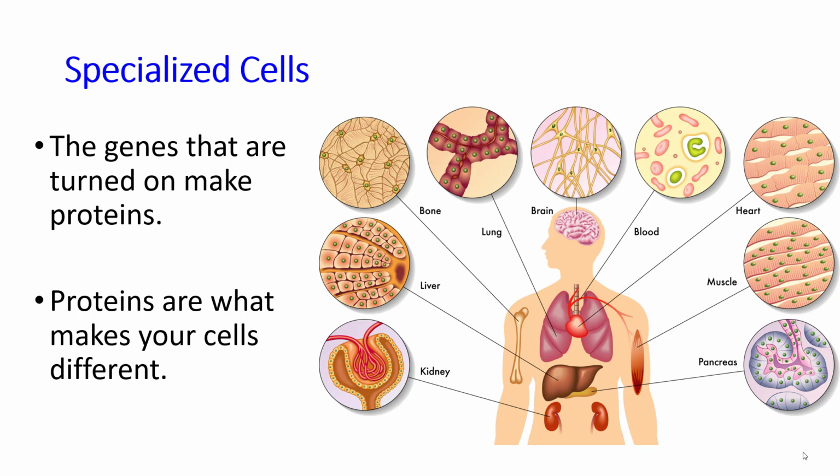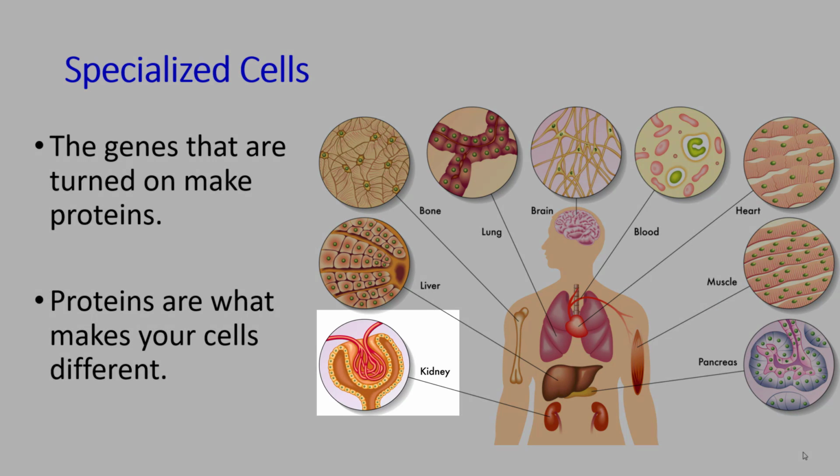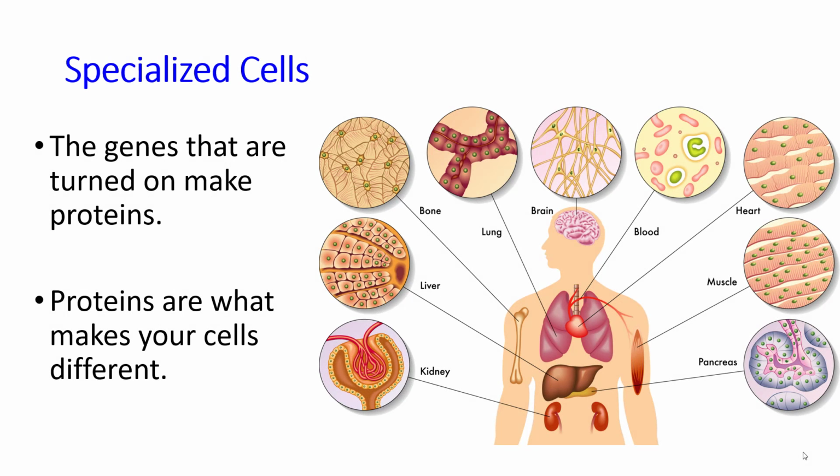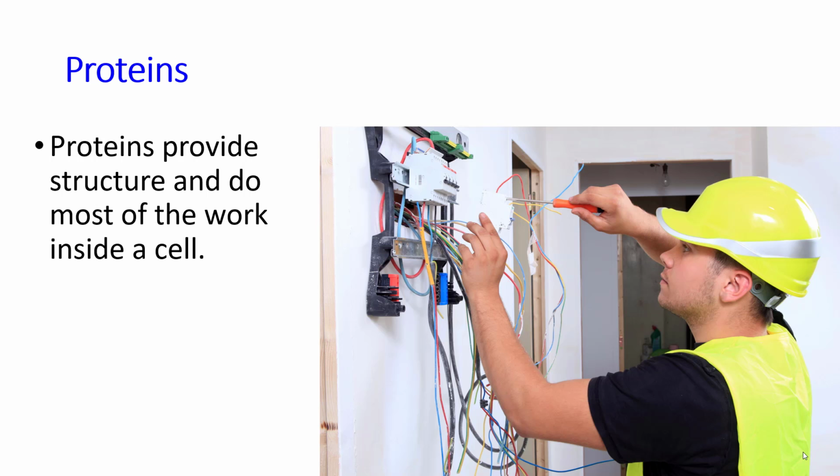The genes that are turned on make proteins. And it's those proteins that make your cells different. It makes your cells have a specialized function. So what do proteins do? Well, they provide structure and they do most of the work inside the cell.